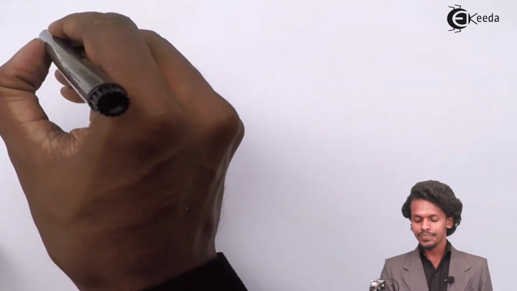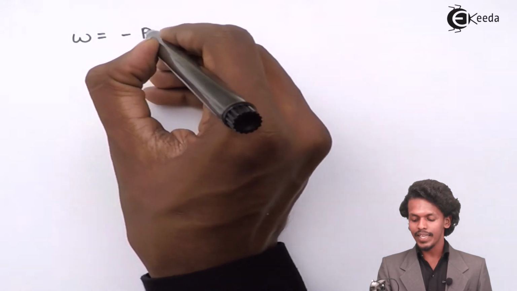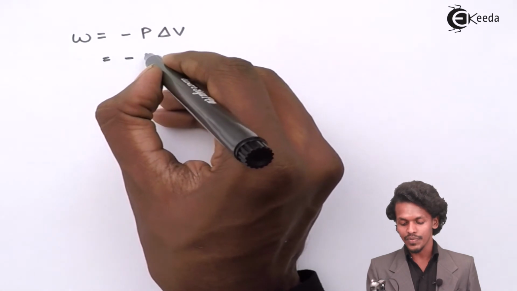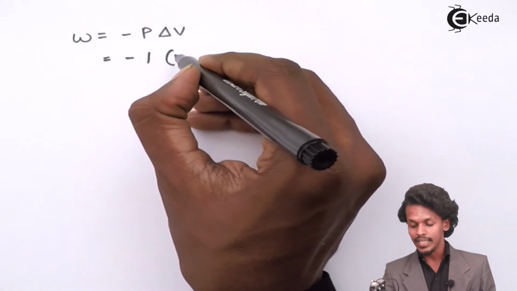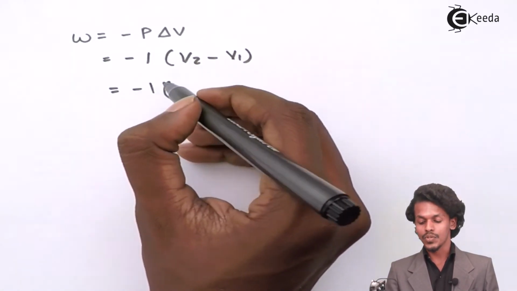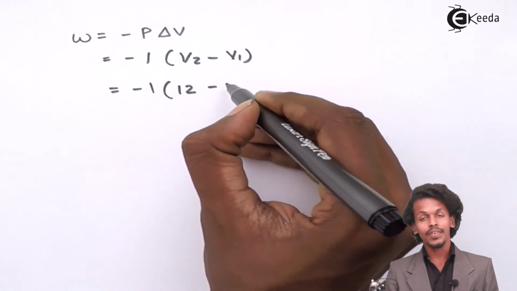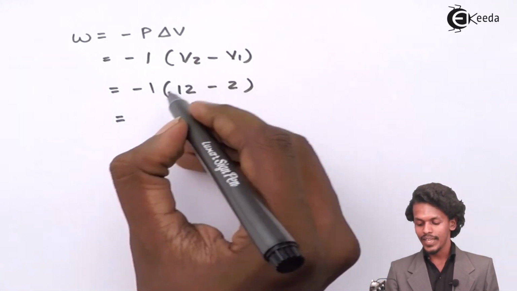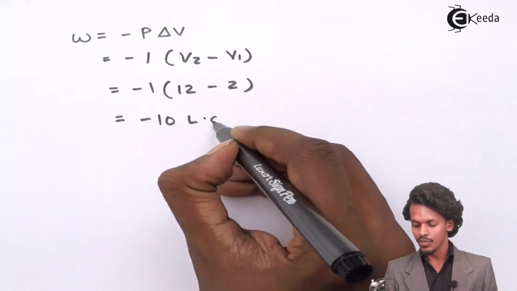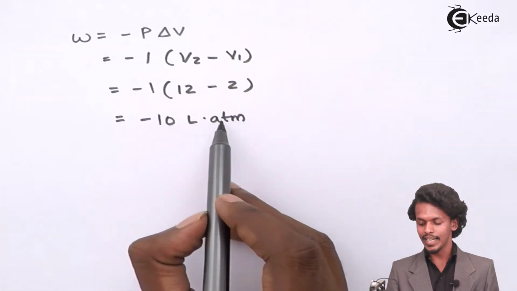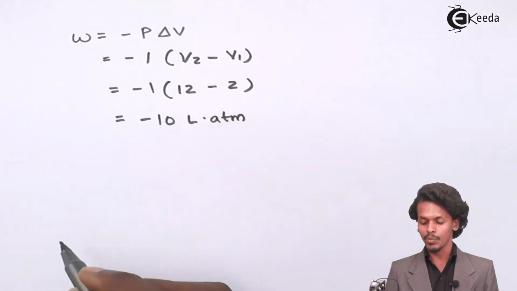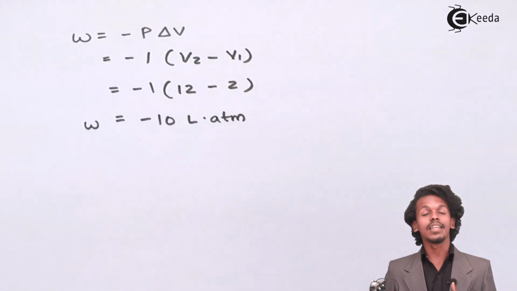The work W can be written as minus P delta V. In this case the pressure is 1 atmosphere, and delta V is V2 minus V1, where V2 is 12 and V1 is 2. So we get 10 liter, and the unit is atmosphere because pressure is in atmosphere while volume is in liter. So this is minus 10 liter atmosphere, but we should write it in joules.